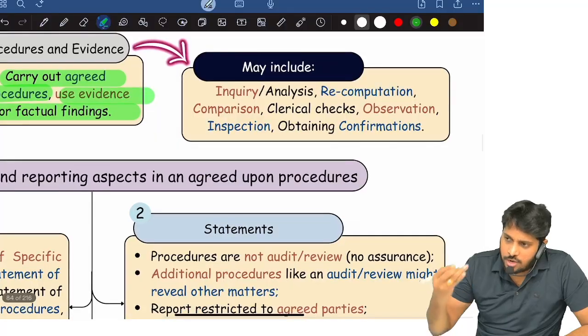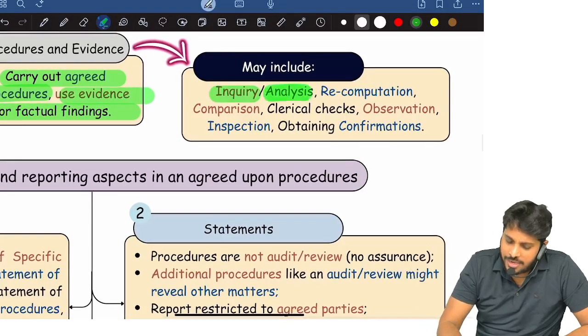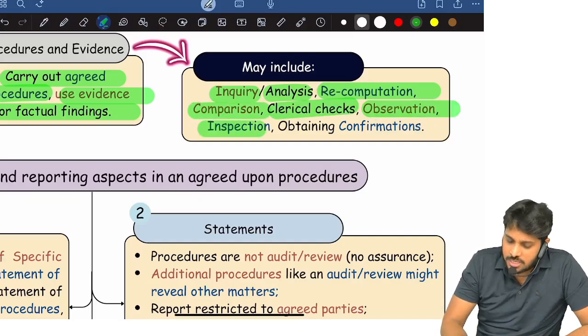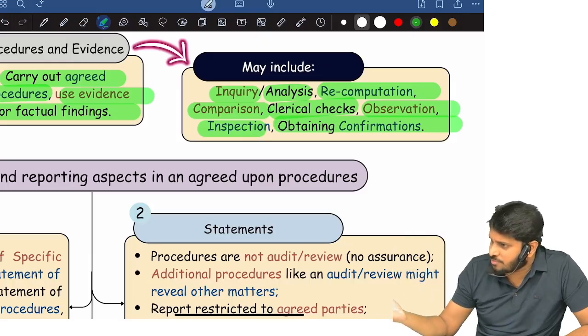You know what all you will do in agreed upon procedures. You will do inquiry, analysis, recomputation, comparison, clerical checks. You may do observation, you may inspect. Any procedure you can perform. There is no specific rule.